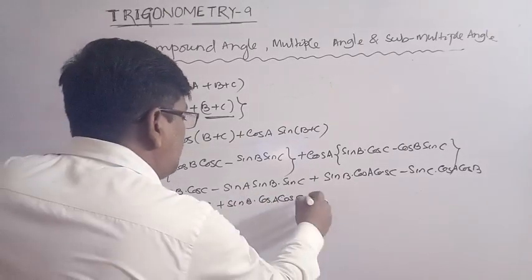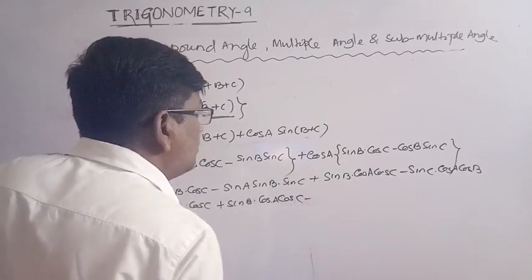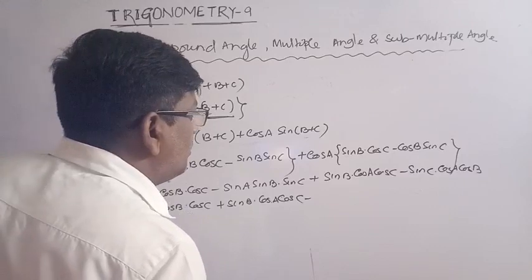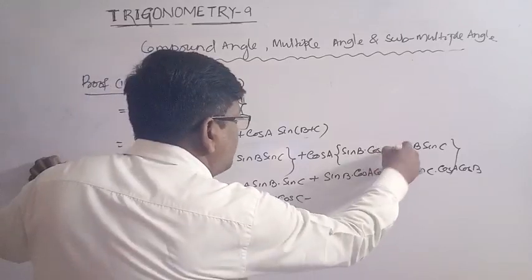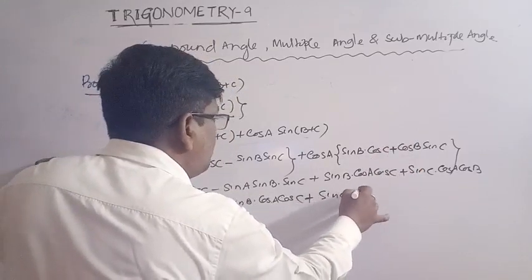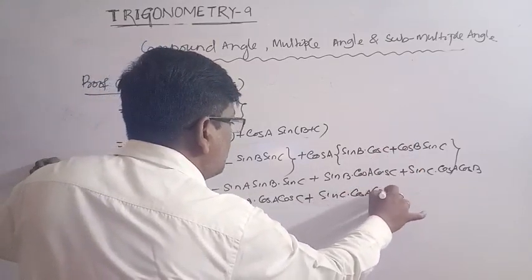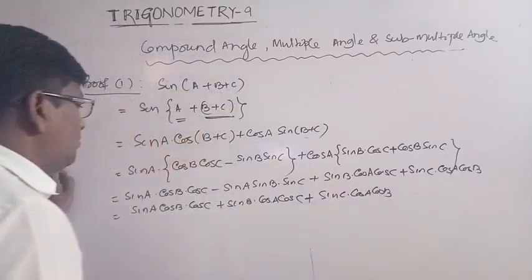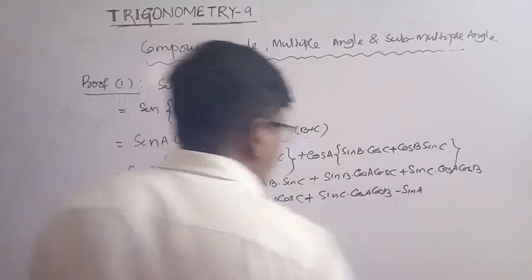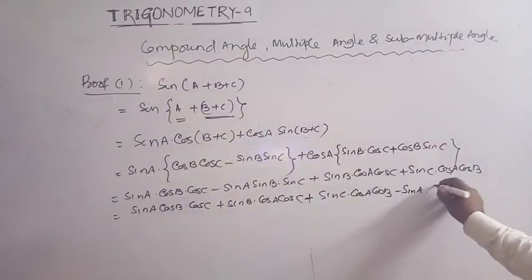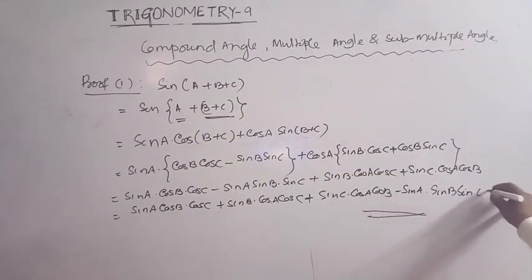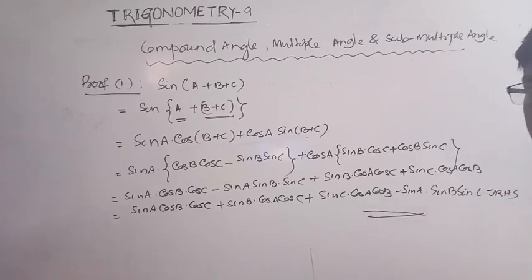Clear? And this is plus, sorry, this is plus. So plus what? Sin c into what? Cos a into cos b. Now minus here, minus sin a into sin b into sin c. This is the right hand side of the first proof.